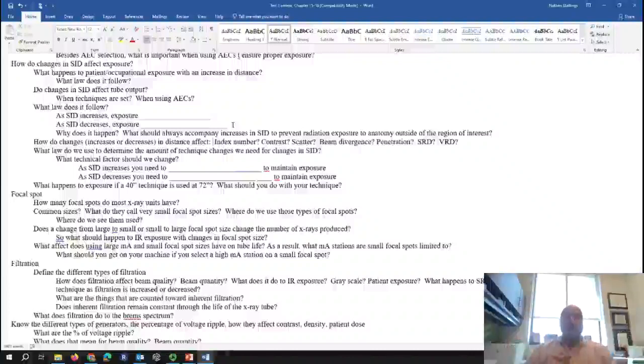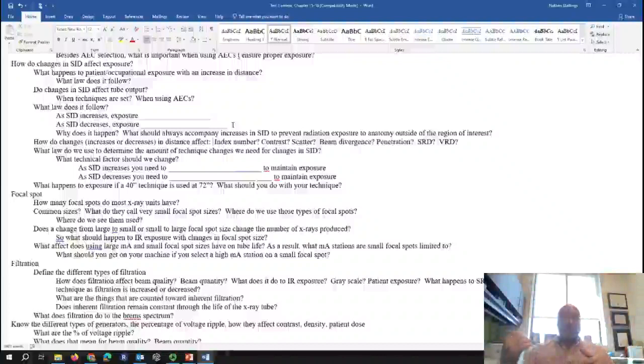That bears explanation. As we increase SID, then collimate, then our... I'm introducing too much stuff to that. So beam divergence, let's just say this. As we increase our SID and we don't collimate, we're going to have a great increase in beam divergence. We'll talk more about that next semester.